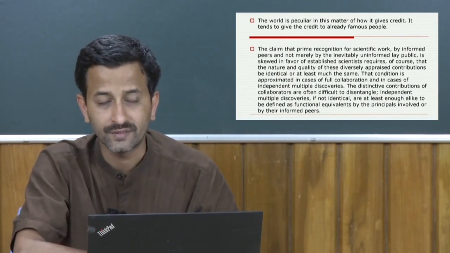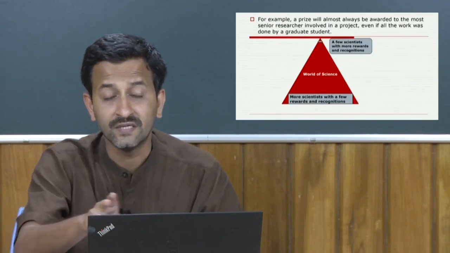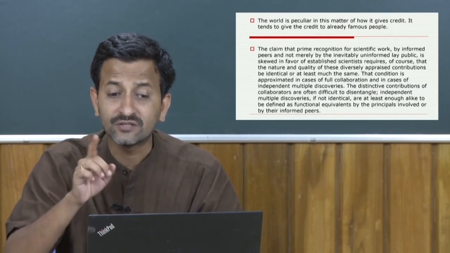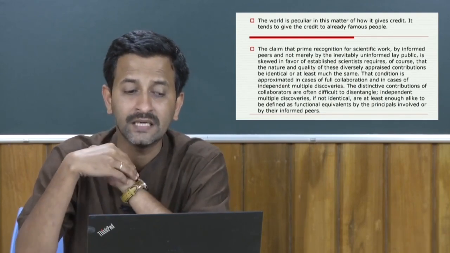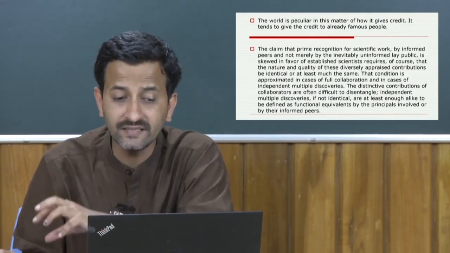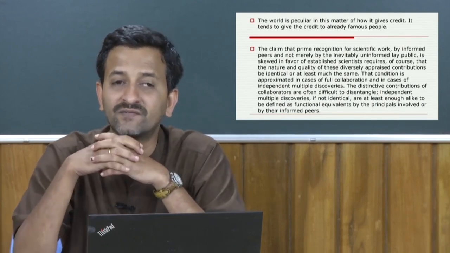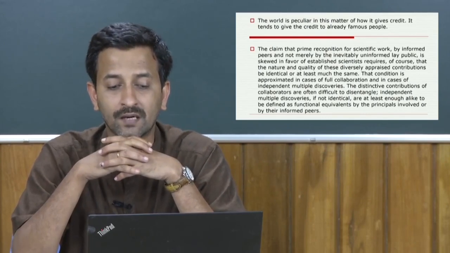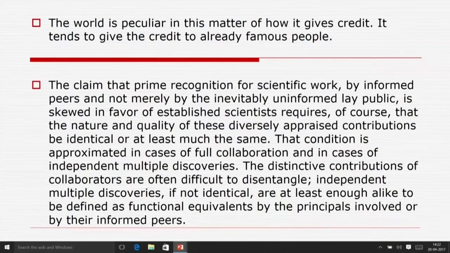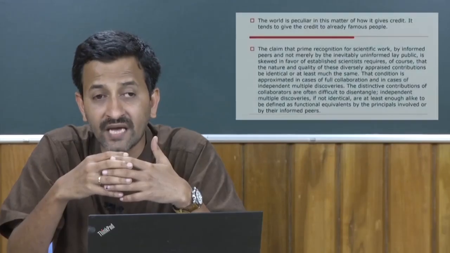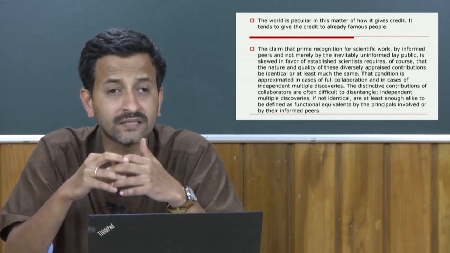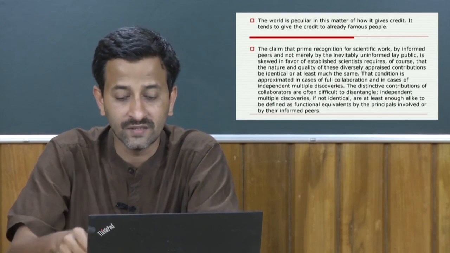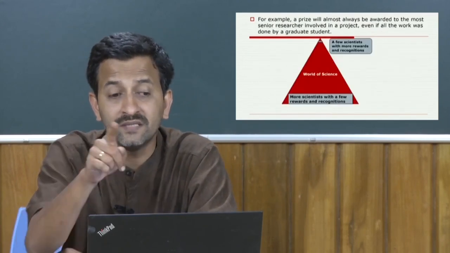It is very important. Such inequality persists in the world of science itself, as we have discussed in this slide. The distinctive contributions of collaborators are often difficult to disentangle. Independent multiple discoveries, if not identical, are at least enough alike to be defined as functional equivalents by the principal investigators involved, or by their informed peer groups. It is designed in such a manner that the whole lot of relatively lesser known scientists, practitioners of science, will be left out of the way the world of science has been structured.